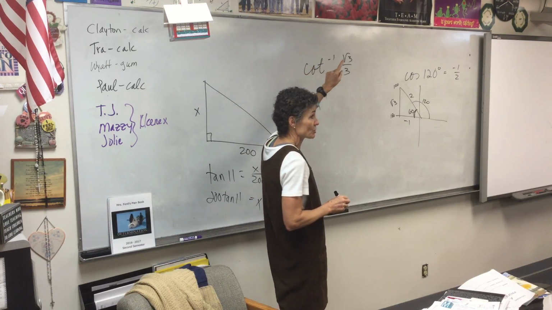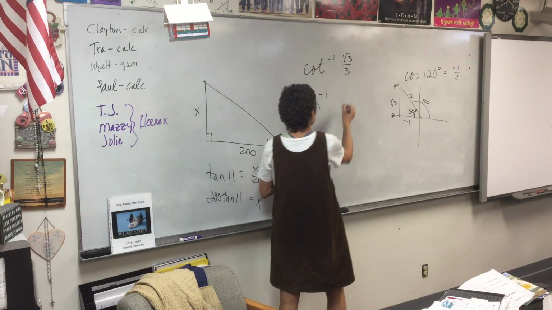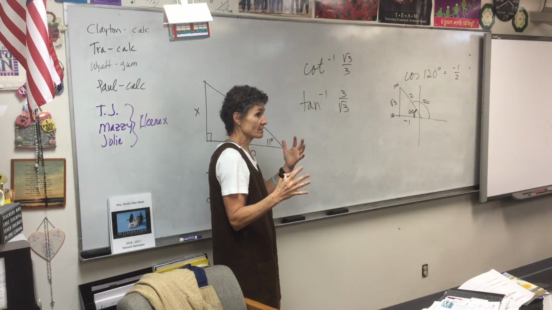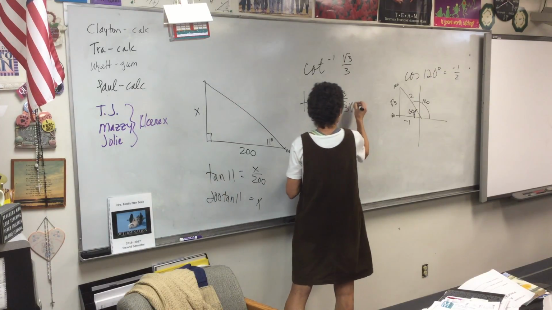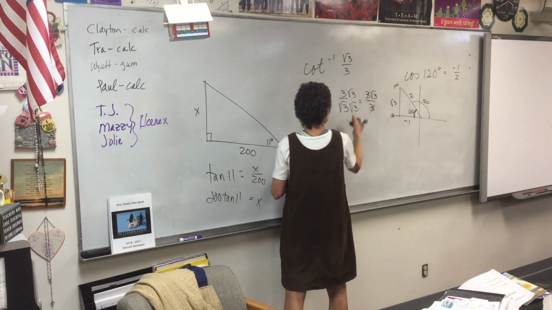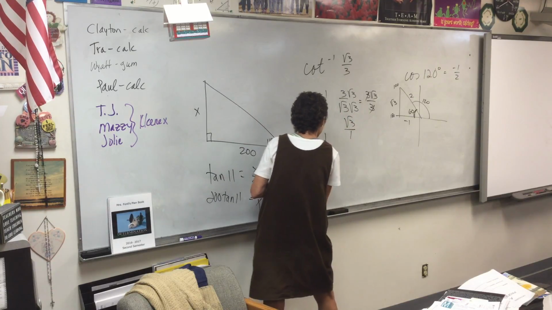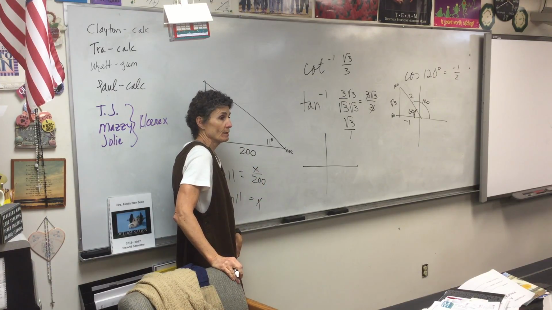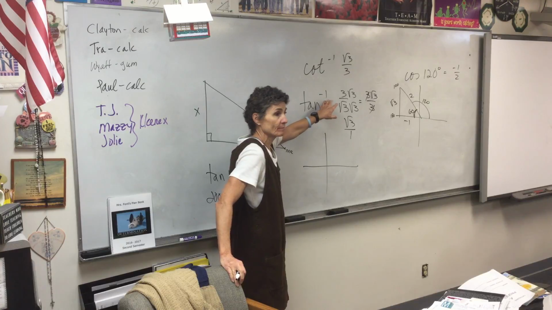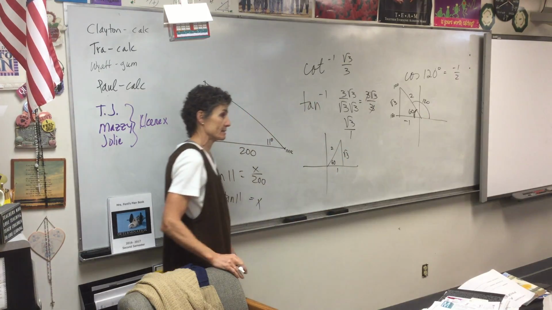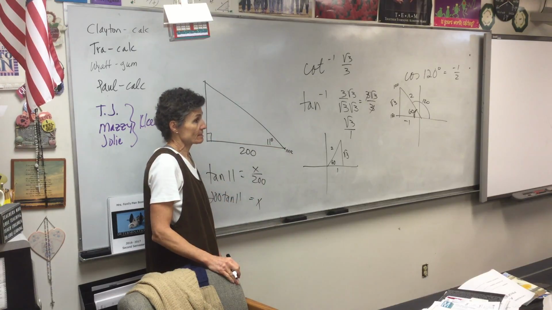So if the cotangent is √3/3, then the tangent would be 3/√3. They're reciprocals of each other. I don't like the way that looks, so I'm going to clean that up. That's really just √3/1. So I have an angle whose tangent is √3/1. Which quadrant will it be in? One or 4, positive being 1. Tangent's √3, that means the reference angle is 60. So the answer is 60 degrees. Okay?